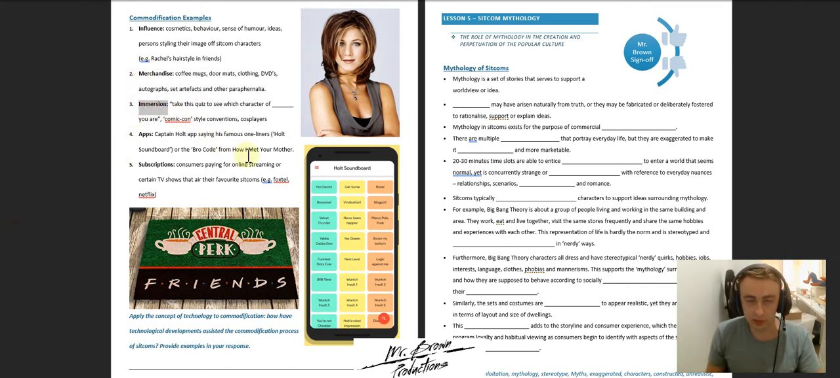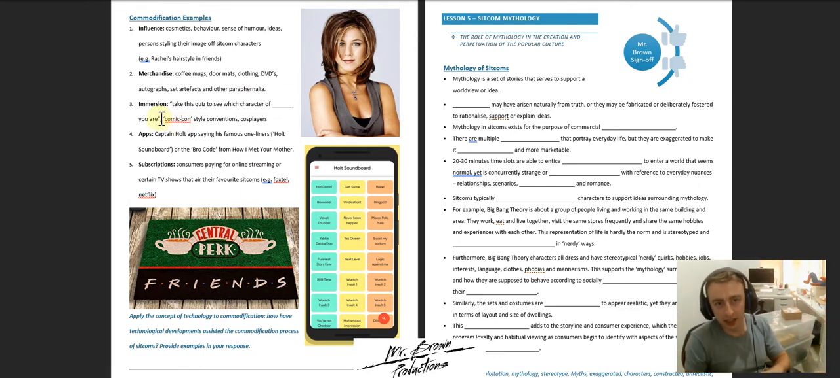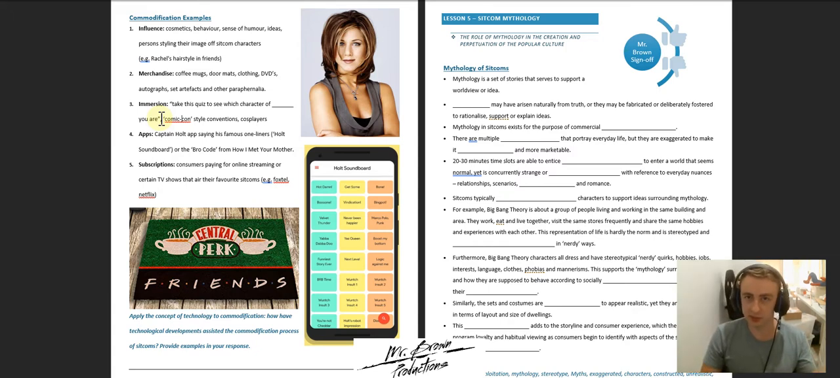Immersion is another sort of commodification example. Have you guys ever done any of those quizzes, take this quiz to find out which character from Friends you are, or something like that? Any of those sorts of things are still an example of commodification. Although you're technically not paying to do that, you're still engaging with that sitcom popular culture. You're more likely then to watch the show or get ads of it pop up in your social media feed, and all of those things help to drive sale targets. The more something streams, the more money producers get, and so on.